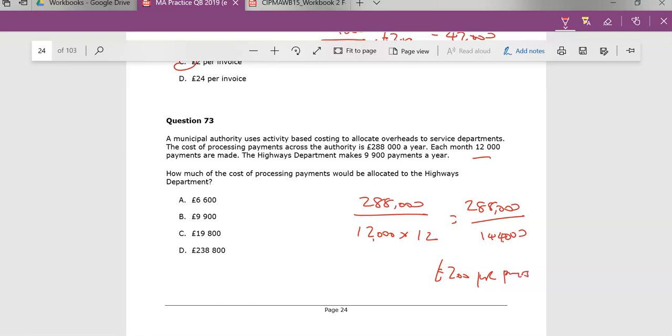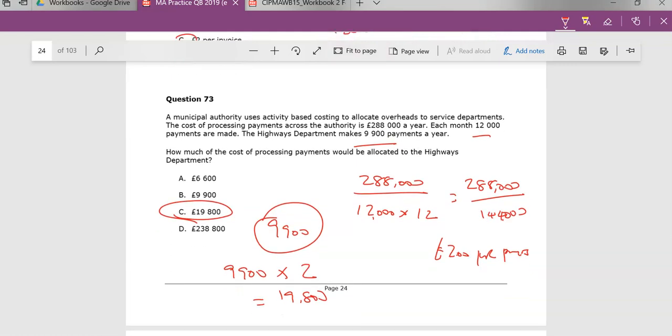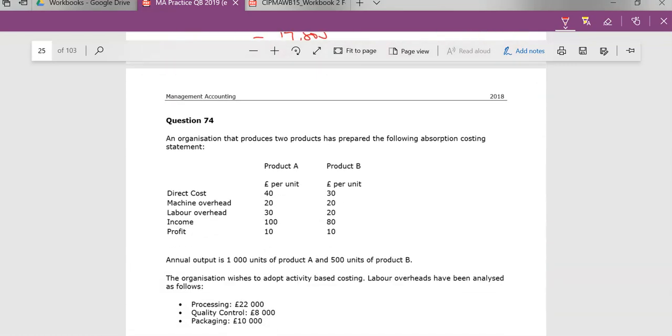And then it says here that the highway department pays £2 per processing of each payment, and the highway makes 9,900 payments a year. So therefore, for the whole year for the highway department, I would have 19,800, and so my answer would be C. My answer would be C for that. Question 73.